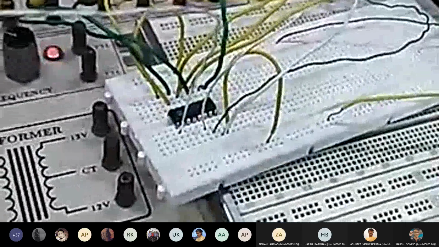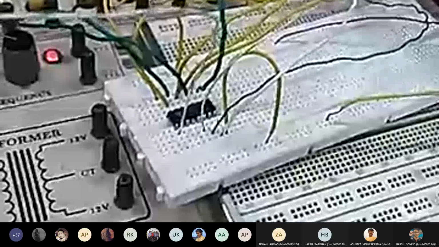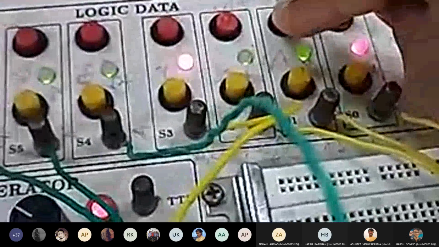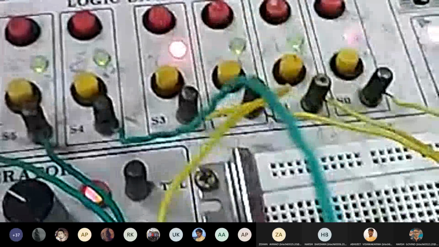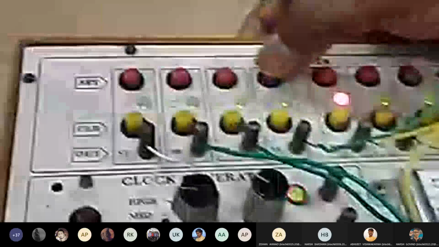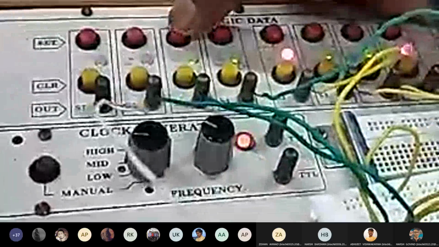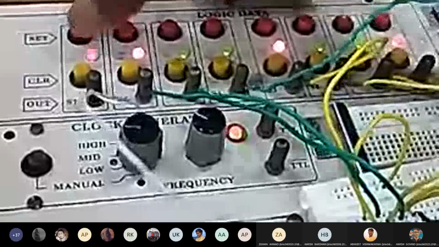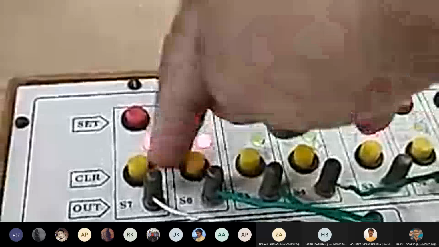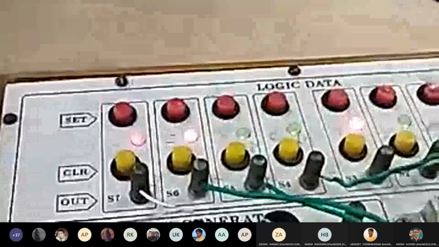Put the values from here. It is A0, not A3. A0 is 1, A1 is 0, A2 is 0, and A3 is 1. Now put the second one: B0 is 0, B1 is 0, B2 is 1, and B3 is 1. So B3 and B2 are 1, 1 and B1 and B0 are 0, 0.